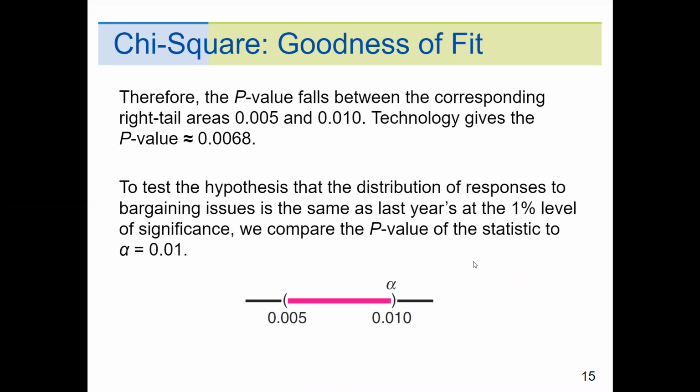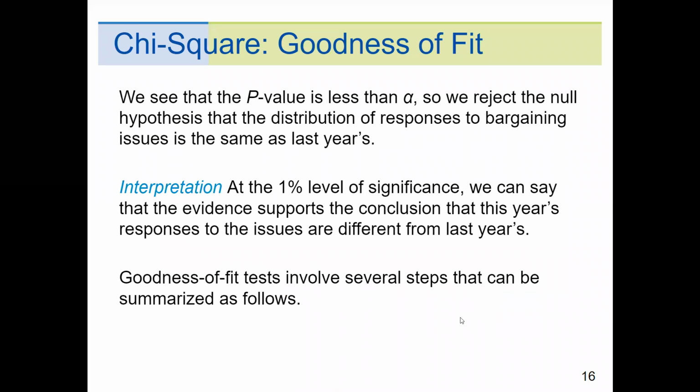To test the hypothesis that the distribution of responses to bargaining issues is the same as last year's at the 1% level of significance, we compare the p-value of the statistic to 0.01. We see that the p-value is less than alpha, so we reject the null hypothesis that the distribution of responses to bargaining issues is the same as last year's. At the 1% level of significance, we can say that the evidence supports the conclusion that this year's responses to the issues are different from last year's.